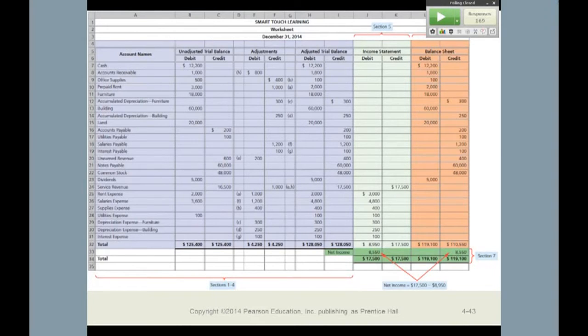And that represents the change in retained earnings due to net income for the period. So when you build a worksheet, it's a device to help you prepare financial statements and to prepare the adjusting entries. Now, I will give you a simple example in just a second. But again, the worksheet is designed to help you prepare financial statements. It helps you prepare the adjusting entries.